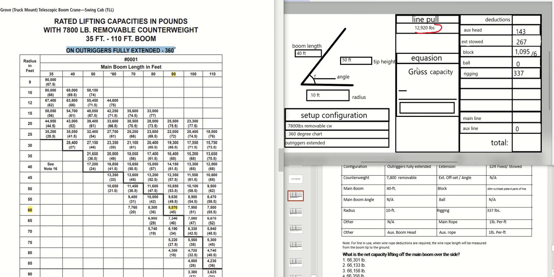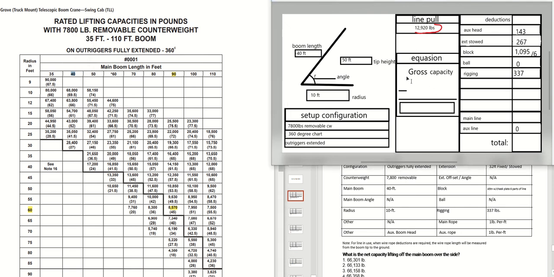And this right here on the right side, underneath here, is where we're going to put our gross capacity for the equation. So we have a 10-foot radius with, what's the question asking? 40 foot of main boom. So we're going to come together at 10 foot, follow that across here till you hit the 40-foot column. It's going to be 68,000 is what our gross capacity is.